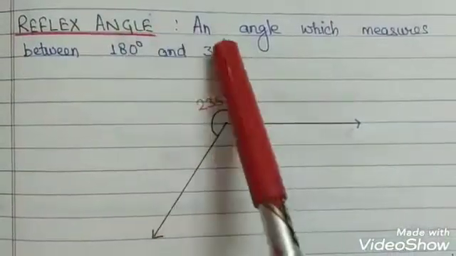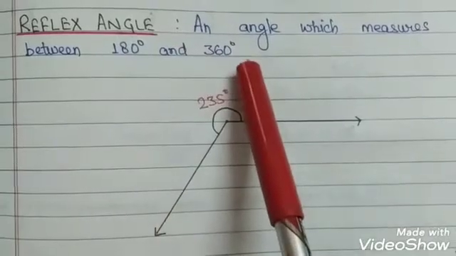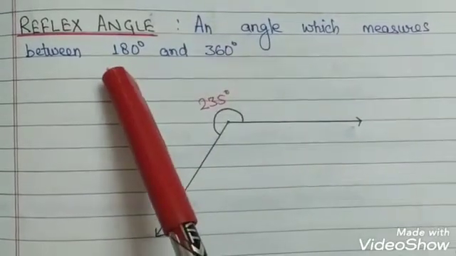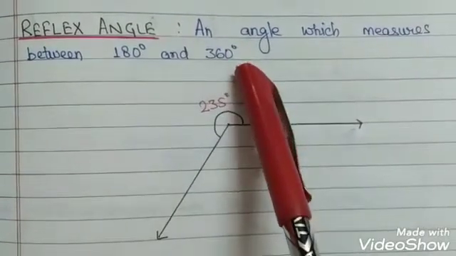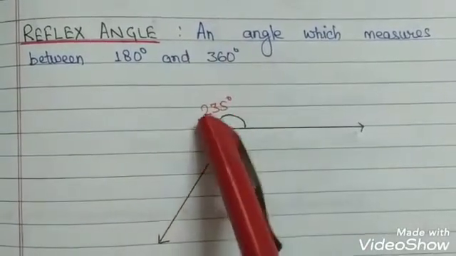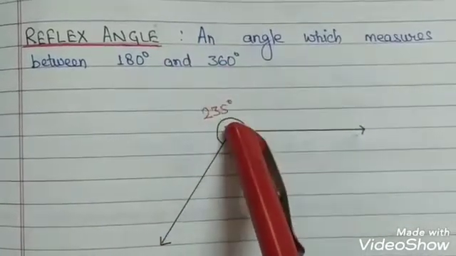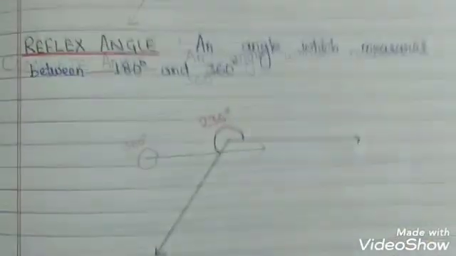Reflex angle. An angle which measures between 180 degree and 360 degree. That is, it should be greater than 180 degree and less than 360 degree. Then it is called a reflex angle. Example, 235 degree. It is between 180 and 360, so it is a reflex angle.